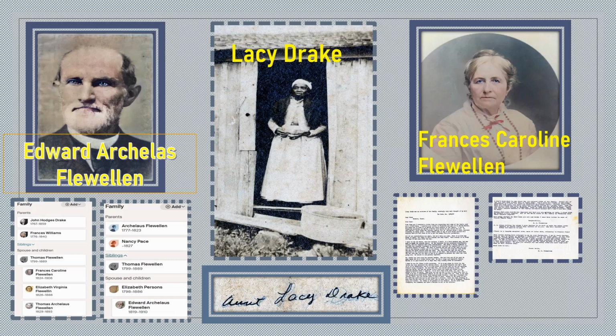So in my family line, the Fluellens and the Drakes married each other. And so this is an example of how, even though at the end of her enslavement period, she was enslaved by the Fluellens, earlier on, she was enslaved by the Drakes, and that's the name that she chose to use. So there's a case in point of what we just talked about.